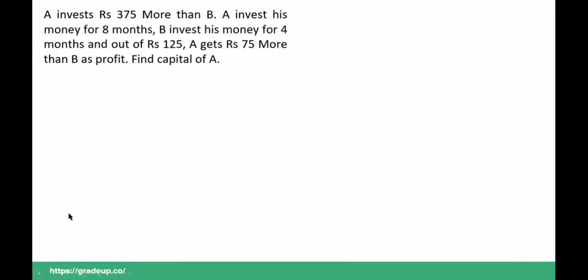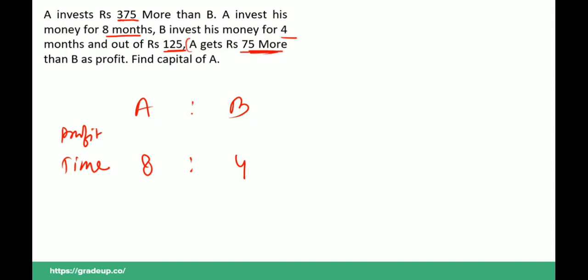Now move to the next question. A invests rupees 375 more than B, and A invests his money for 8 months. B invests his money for 4 months. All right, we have A and B. Now this is profit and this is time. Out of 125 rupees, A gets 75 rupees more than B. Now listen carefully, guys. Then we can say that out of 125, the share of A is 100 and the share of B is 25. As you can clearly check, A gets 75 rupees more than B.